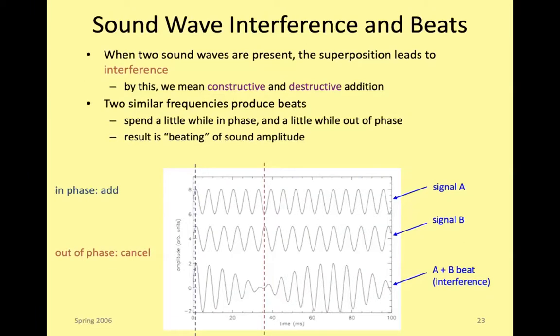Next, when two sound waves are present, the superposition leads to interference. By this, we mean constructive and destructive addition. Two similar frequencies produce beats, spending a little while in phase, a little while out of phase. The result of beating is a variation of the sound amplitude. You can see here signal A and signal B combine together, A plus B, to give beat interference.